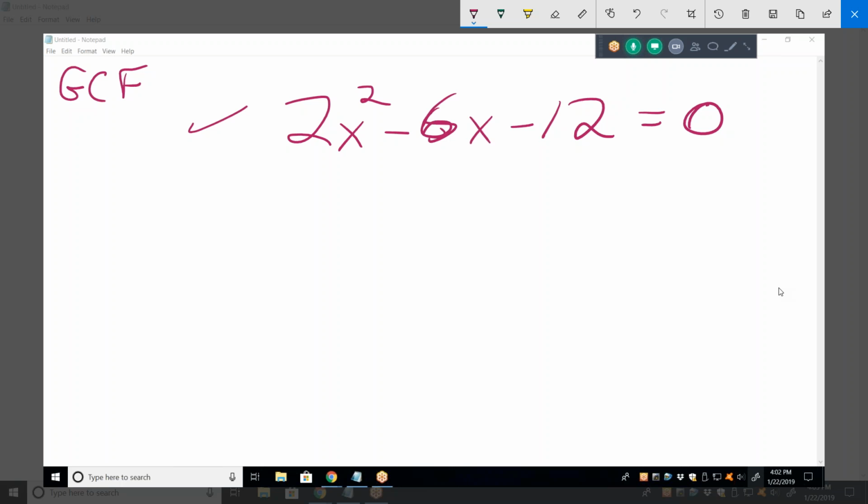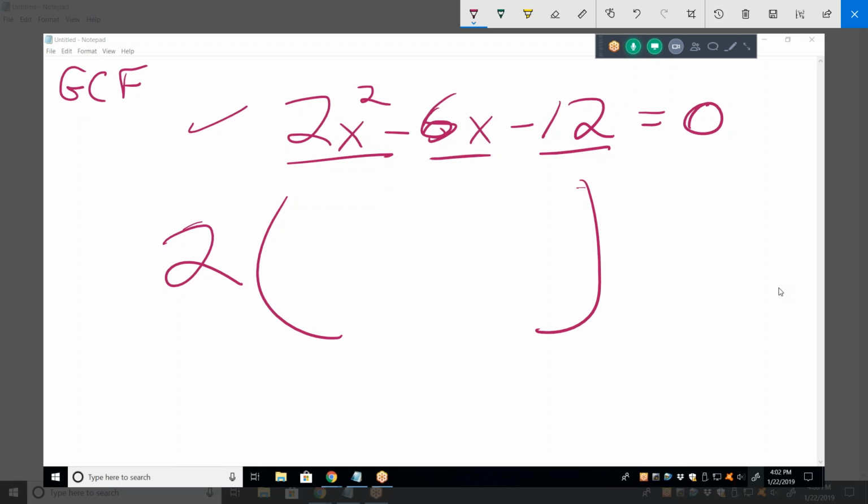Well, would you include the 2x squared? Well, that's what we're going to teach you. When you factor out a greatest common factor, it has to divide into every single term. So what is the largest common factor that will divide into all three of these terms? 2. Yes. Okay. So the answer is 2 times something.